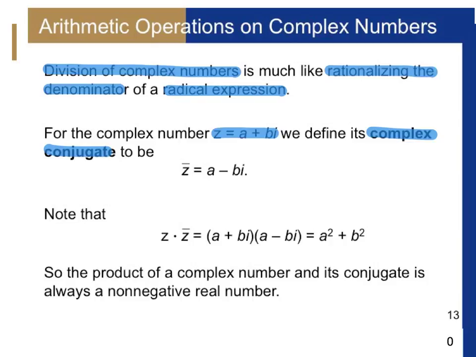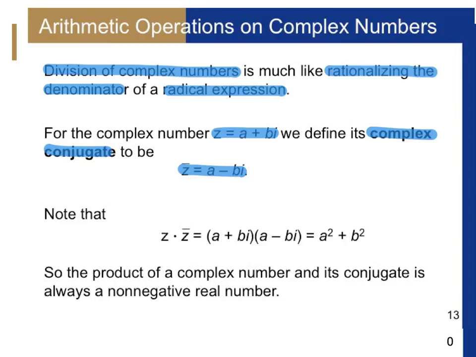If z is a + bi, then its complex conjugate is a - bi. So we're going to change the sign of just the imaginary part. The + bi becomes a - bi, and vice versa. We put a bar over the z to show it's a complex conjugate. And when we multiply a complex number z times its complex conjugate, we have a + bi times a - bi, and that just gives us a squared + b squared.